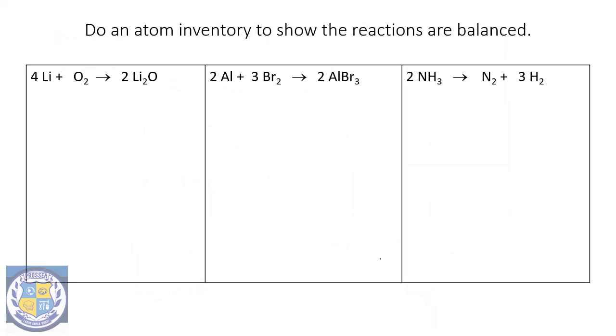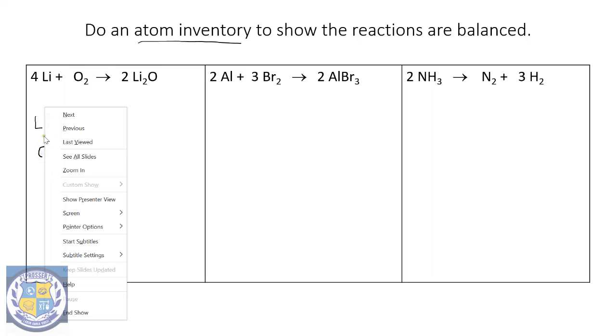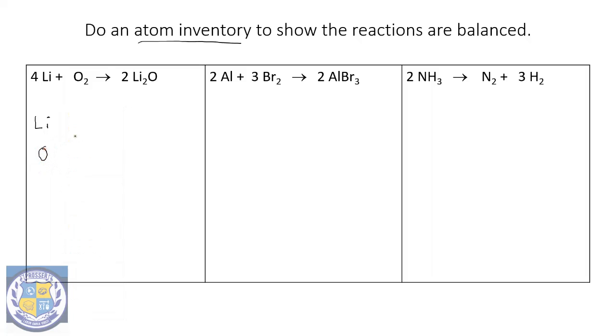Okay. Do an atom inventory. Okay, here's something that's a little bit more involved. What is an atom inventory? So what you're going to do is write down each element that's in the reaction. So we have lithium and we have oxygen. And then you're going to make a table that has reactants on one side, and I use an R to indicate reactants, and products in the second column.